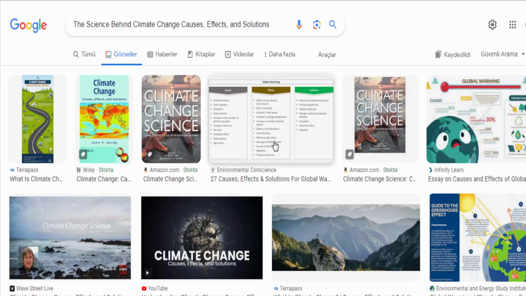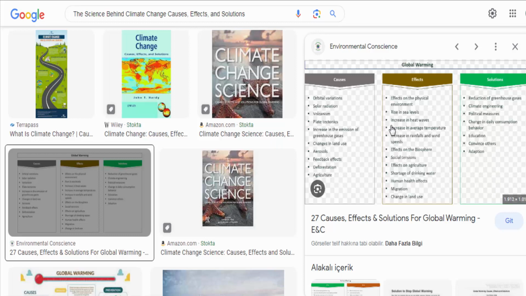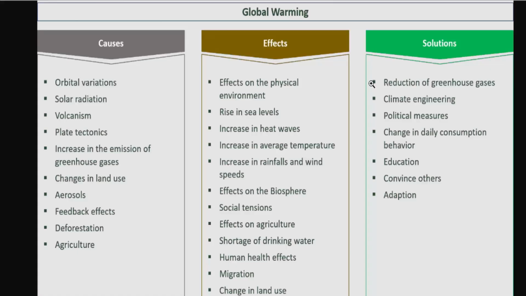Climate change is a complex phenomenon driven primarily by human activities and natural processes. The science behind climate change involves understanding the causes, effects, and potential solutions to mitigate its impacts. Here's an overview of each of these aspects.